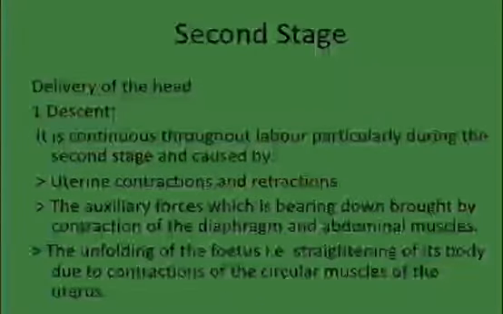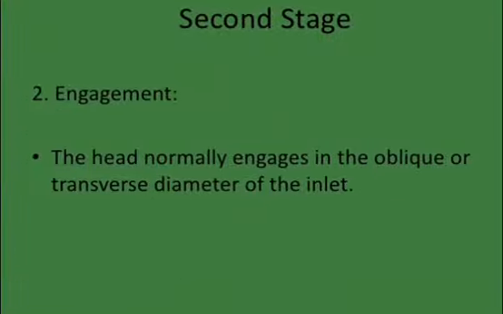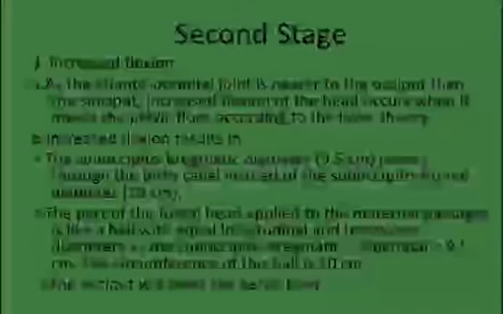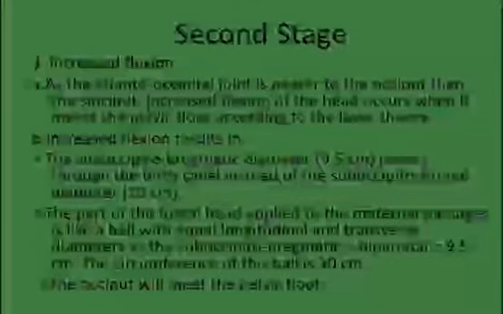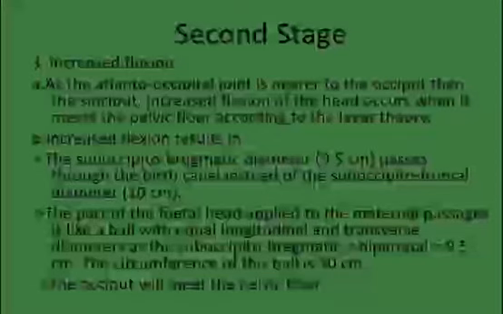It is continuous throughout the labor, particularly during the second stage, and is caused by uterine contraction and retraction. Engagement. The head normally engages in the oblique or transverse diameter of the inlet. Increased flexion, as the atlanto-occipital joint is nearer to the occiput than the sinciput. Increased flexion of the head occurs when it meets the pelvic floor, according to the lever theory.